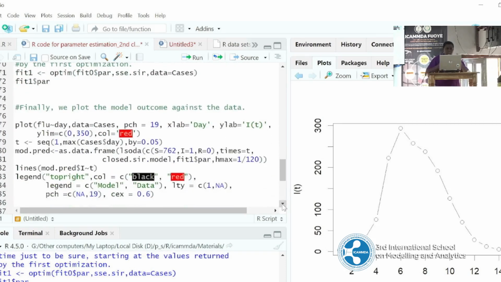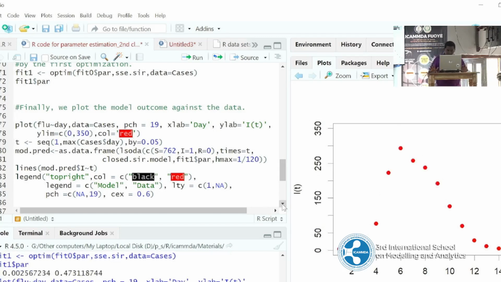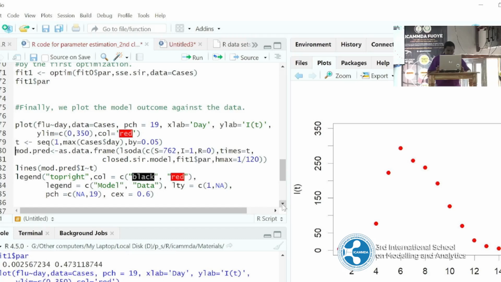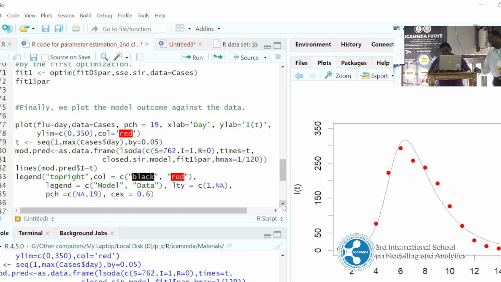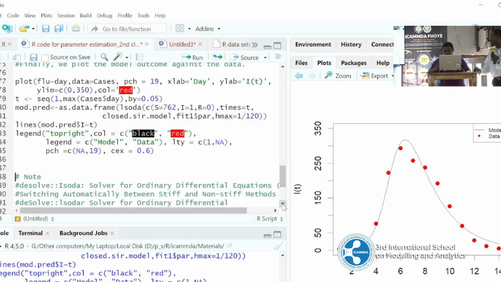So now, having gotten that, what do we do? Finally, we plot the model outcome against the data. Don't forget, this is our data, isn't it? Are we together? Then I just define what my T should be. And the model prediction, what is it? You run your model prediction and then put the legend there. And you have that.